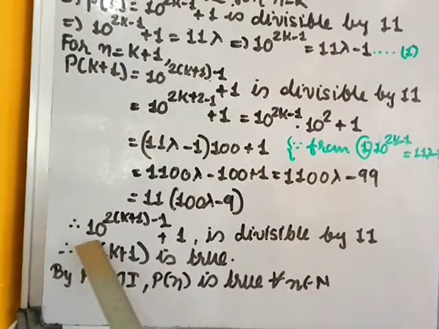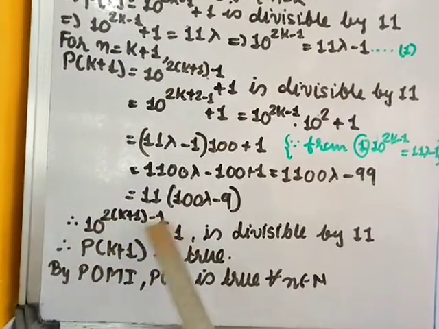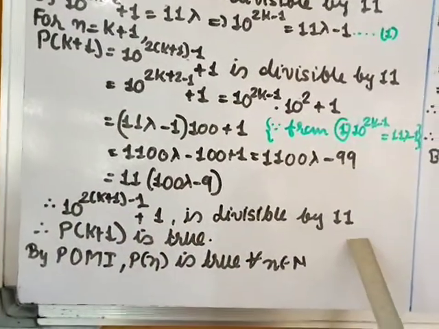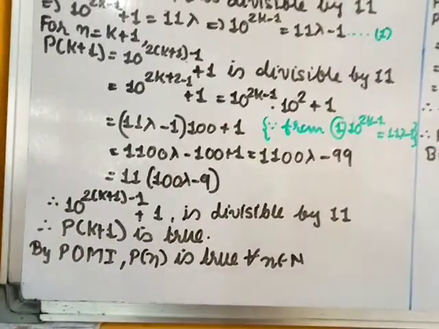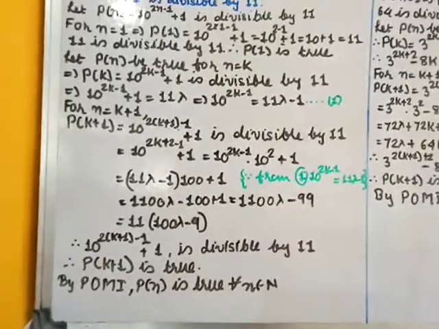So we can say 10 to the power 2k+1 minus 1 plus 1 is divisible by 11. Therefore, Pk+1 is true. By the principle of mathematical induction, Pn is true for all n belongs to capital N.